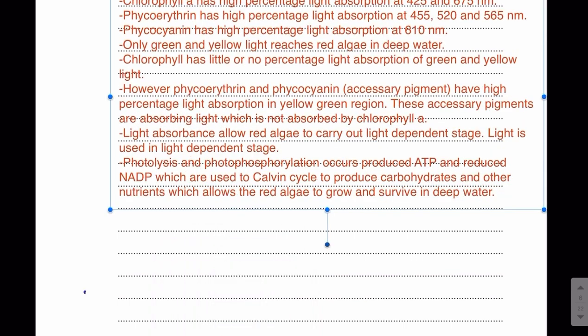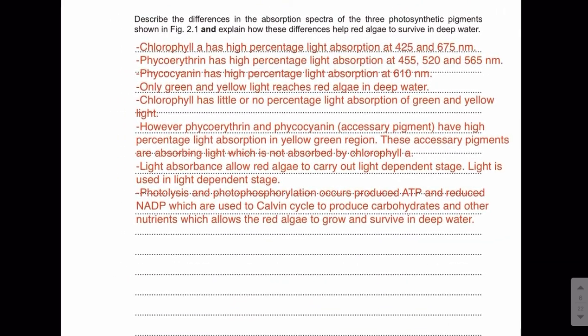We have written sufficient points. I hope this question is clear to all of you. Now we will move on to the next question.